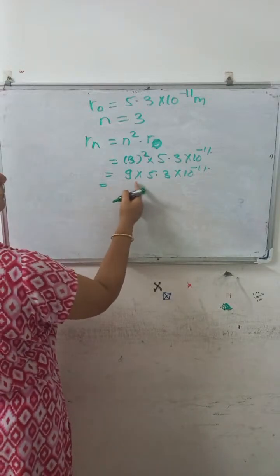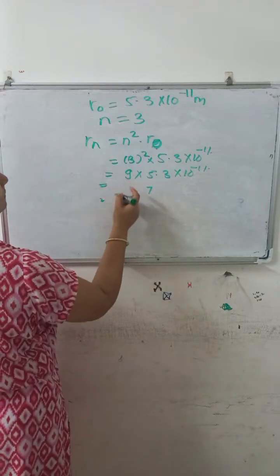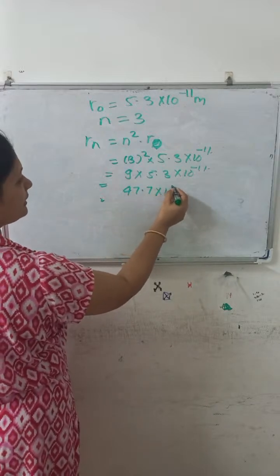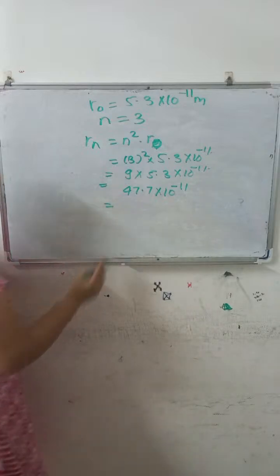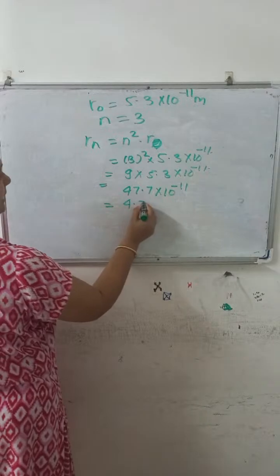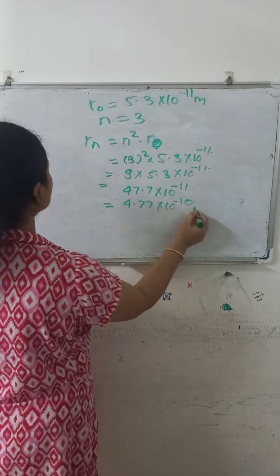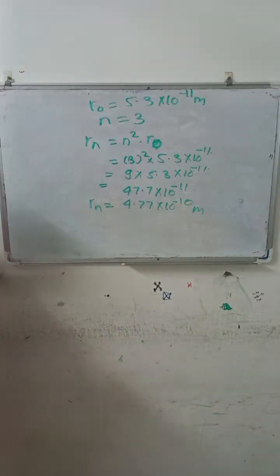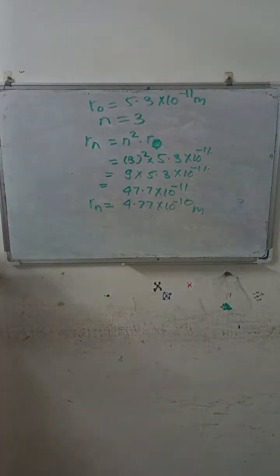So 3 square is nothing but 9, so 9 into 5.3 into 10 raised to minus 11 gives 47.7 into 10 raised to minus 11. If you shift the decimal, then you will get 4.77 into 10 raised to minus 10 meter. So now check the options, which option is correct. Yes, the last one, 4.77 into 10 raised to minus 10. Getting this?